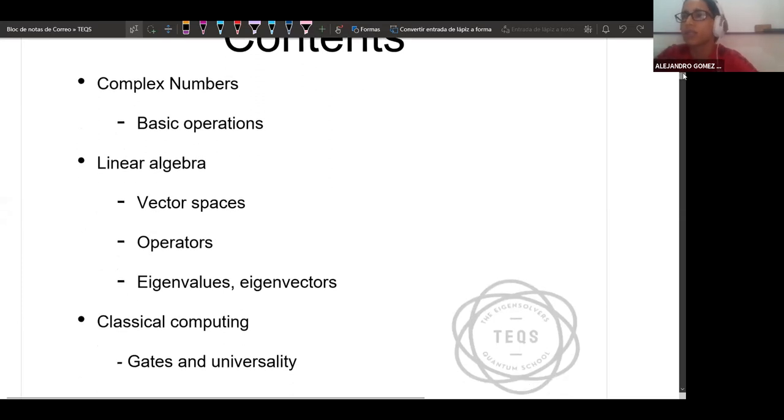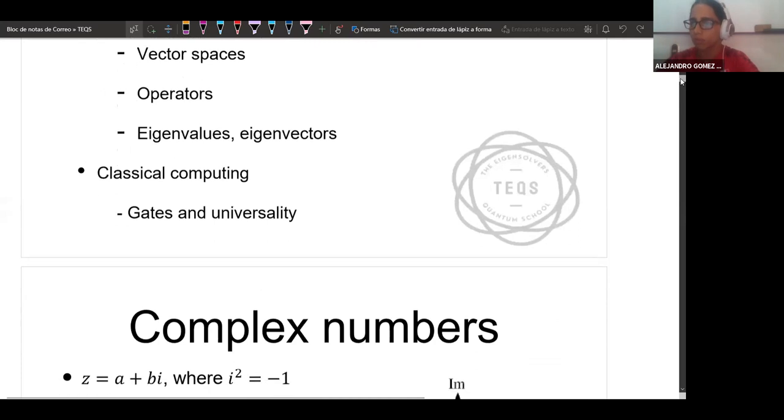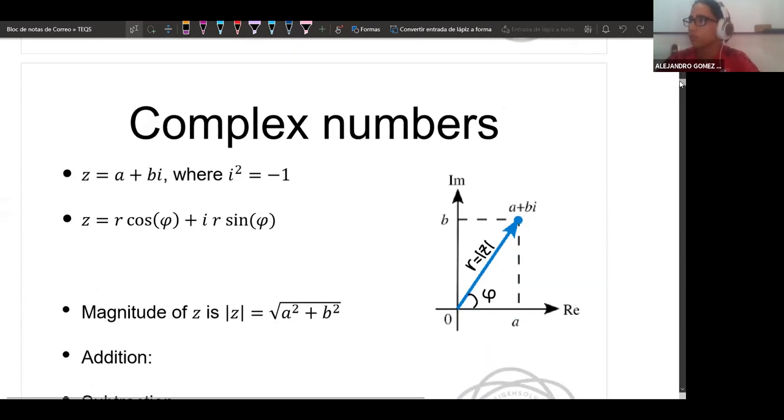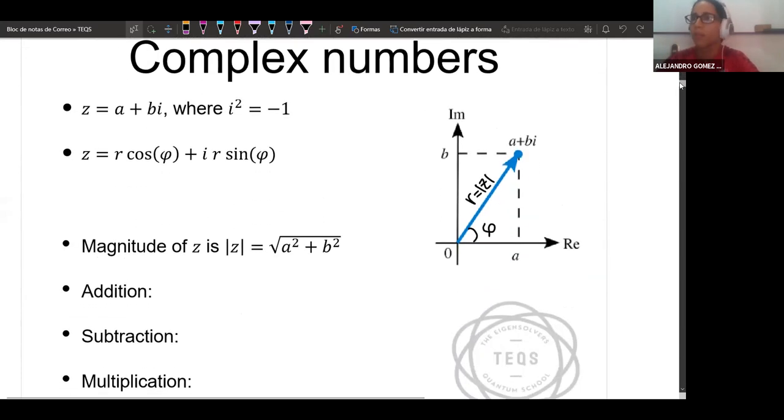So the contents of this lecture are gonna be complex numbers and some basic operations with them. Then we're gonna talk about linear algebra, vector spaces, operators, eigenvalues, and eigenvectors. And finally, classical computing, some about gates and universality. Okay, so we can start now with the complex numbers.